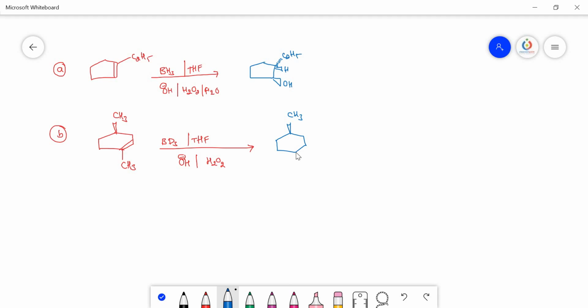CH3 as it is we are writing. Now here the OH group and deuterium both will be added from the same side. And one more thing is the OH group will go to the less substituted carbon. So imagine the CH3 is on top of the plane, and here let us take the deuterium, and here let us take the OH. This is the CH3 one.